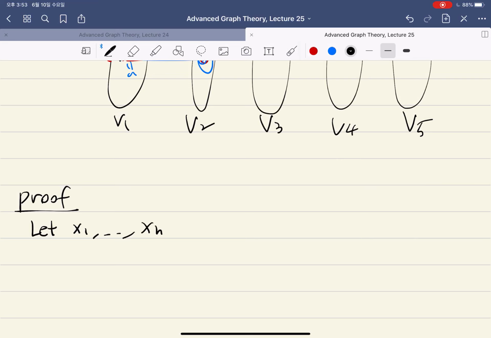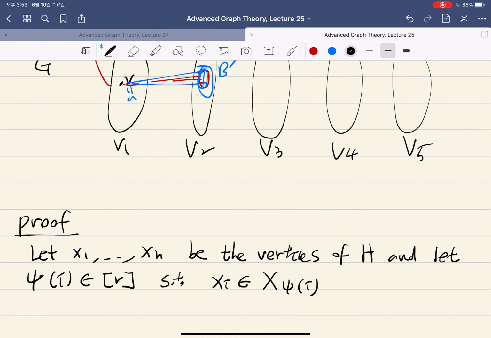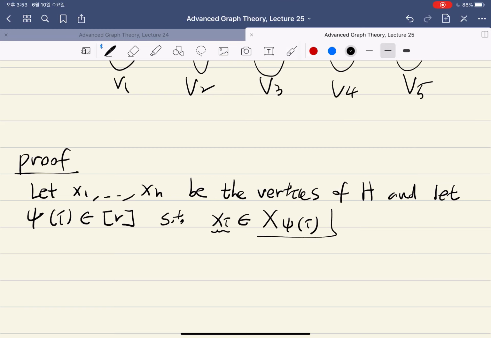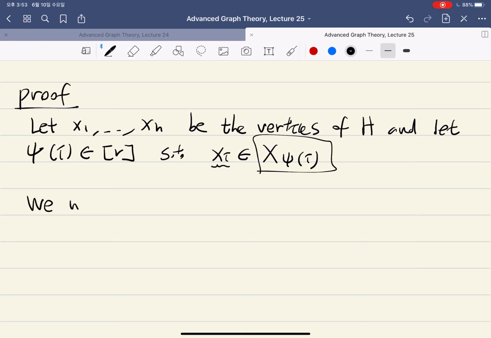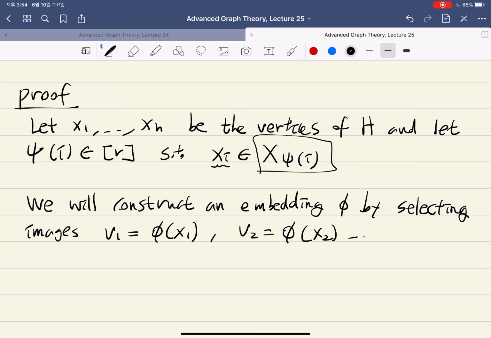Let x_1 to x_h be an arbitrary ordering of the vertices of H. And let, say, psi(i) be the index such that x_i is inside of V_psi(i). So we give some ordering, and then we want to keep track of which set each vertex belongs to. We will construct an embedding pi by selecting images, say v_1, which is the image of x_1, and v_2 is the image of x_2, and so on, one by one.